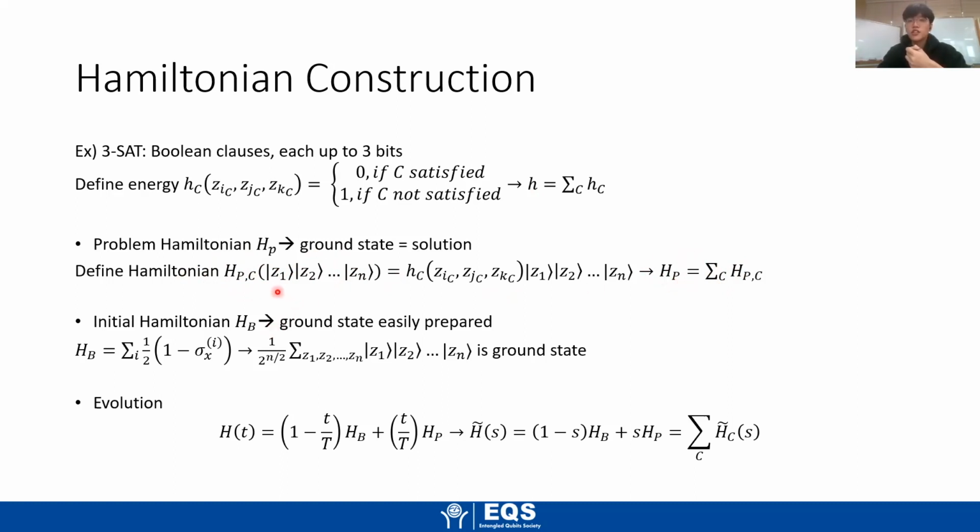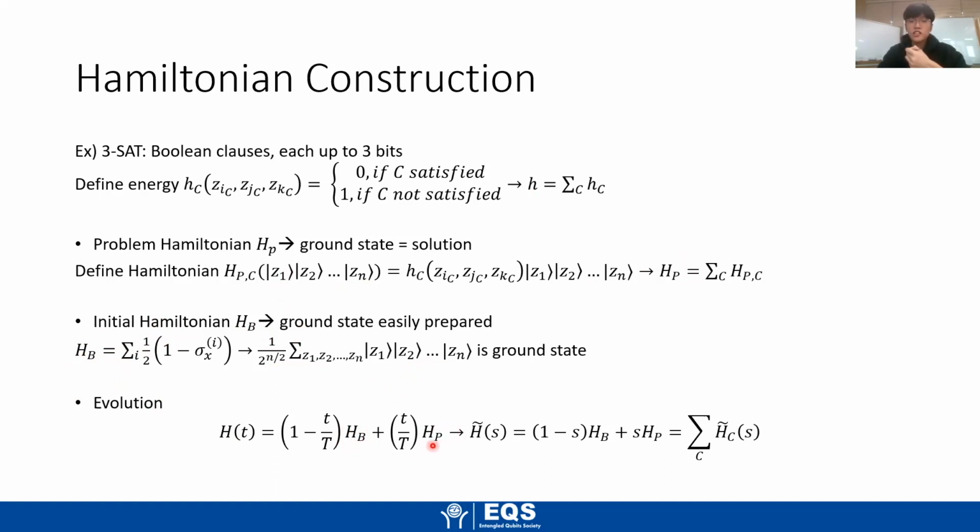And if we measure the final state in the computational basis, then we will be able to know our solution. For the initial Hamiltonian, we want some Hamiltonian where the ground state is easily prepared. And in this case, we choose this type of initial Hamiltonian, where the ground state is some superposition of all of the possible bit strings. So basically, we have an evolution from the initial Hamiltonian to the final Hamiltonian.